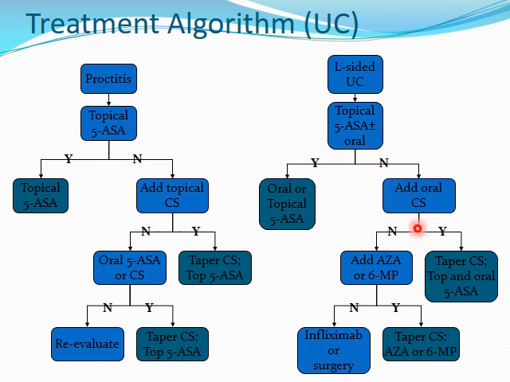As you move on down, if oral corticosteroids are not really doing the job, this is when you want to start adding on an immunosuppressant, like azathioprine or 6-mercaptopurine. If that's still not working, then you want to move on down to something like either surgery or a monoclonal antibody. So something like infliximab, again, probably has more evidence than something like adalimumab at that point.